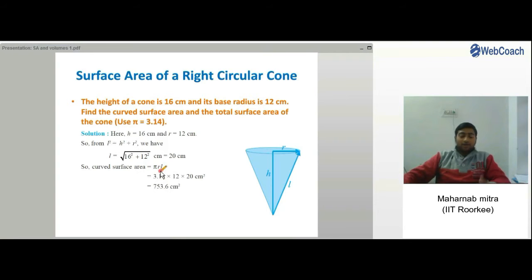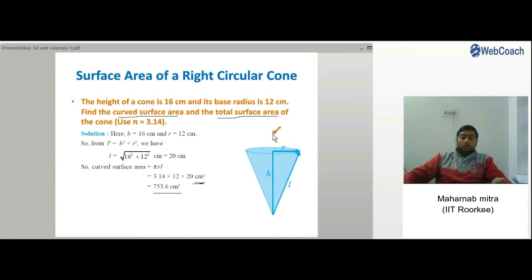Now the curved surface area is pi r l, pi r times lateral height. So the value of pi we have taken as 3.14. If you wish you can take 22 by 7, it doesn't matter. So we have taken 3.14 as pi into radius 12 centimeters into the lateral height 20 centimeters, and the unit which we get is centimeters squared or square centimeters. So we find the curved surface area as 753.6 centimeters squared. So we have found out the curved surface area, and we are left with the total surface area.